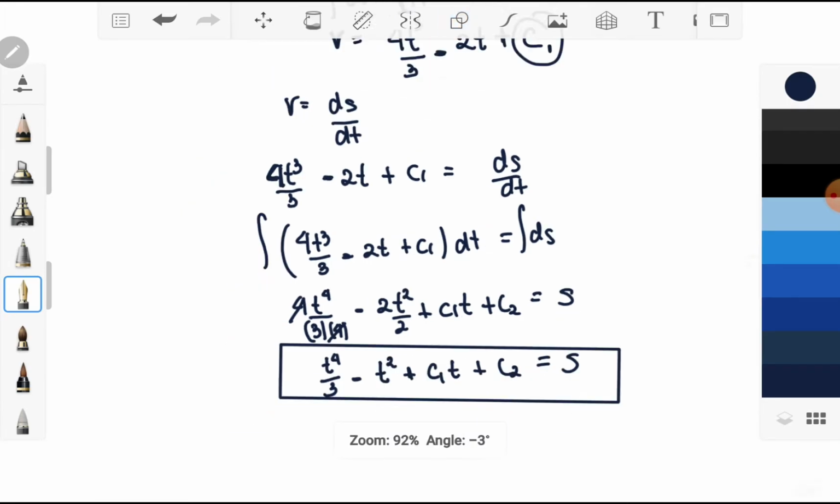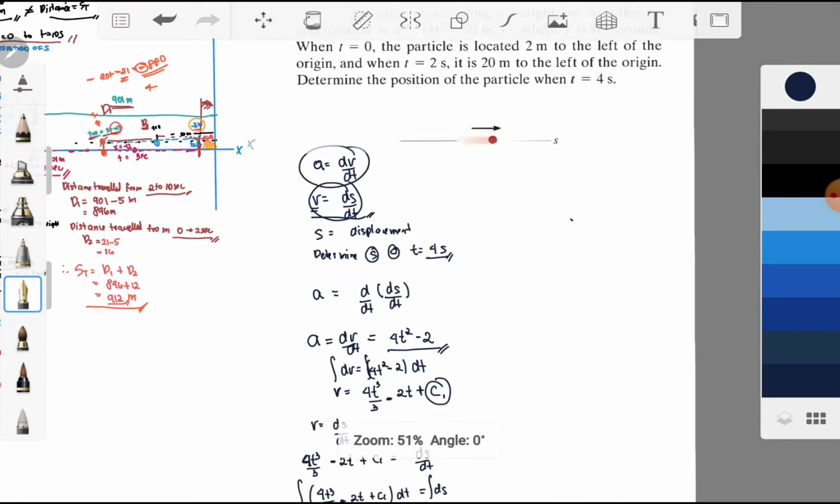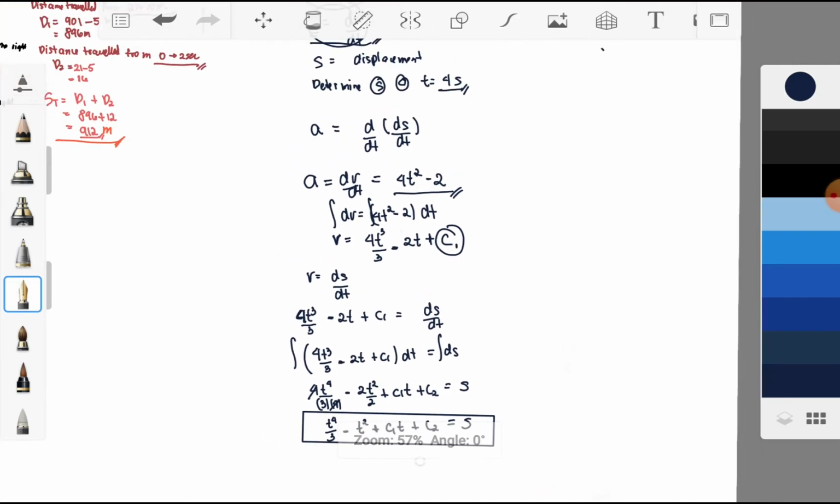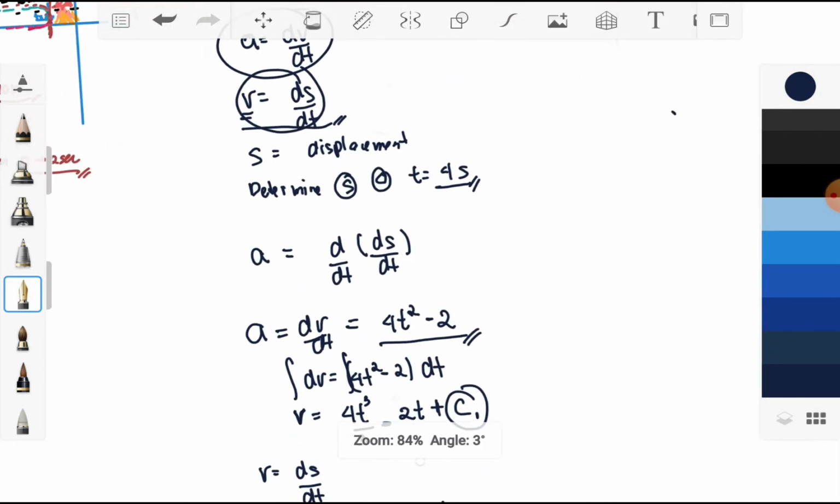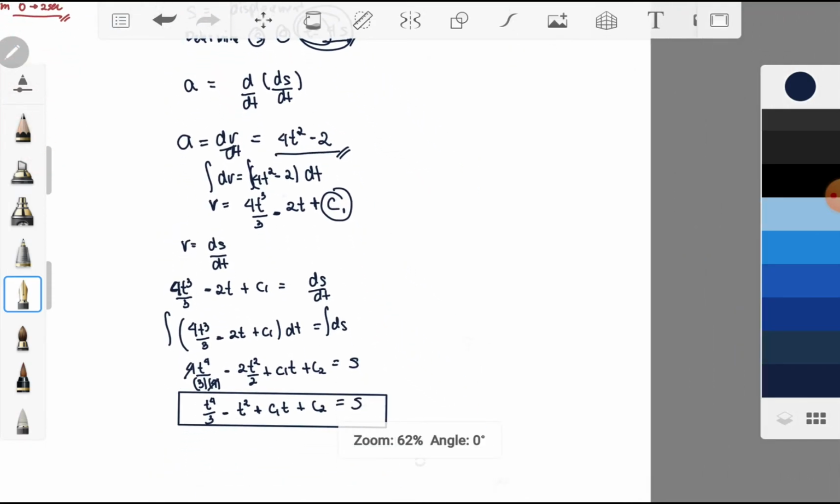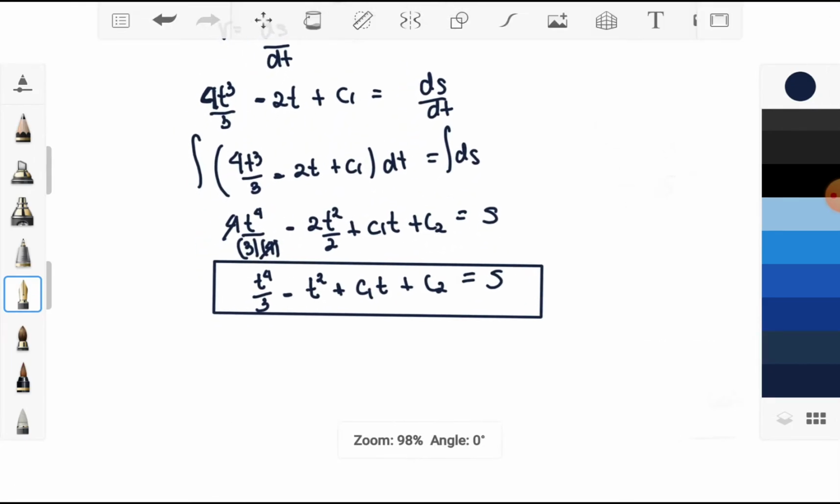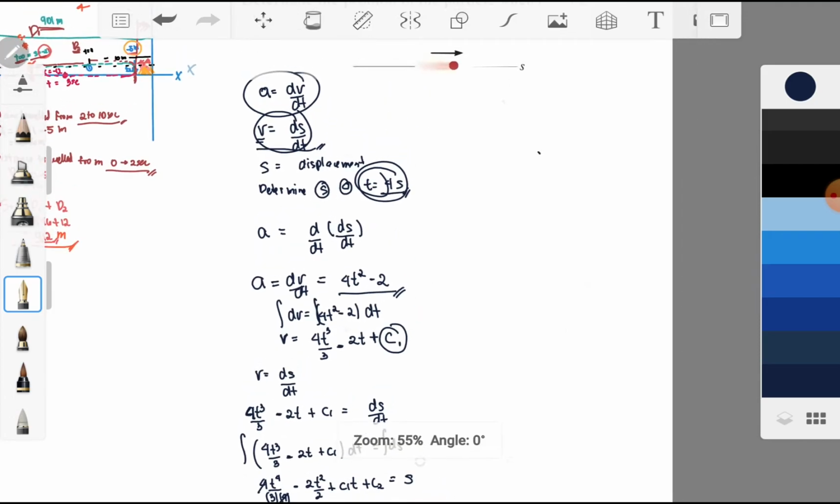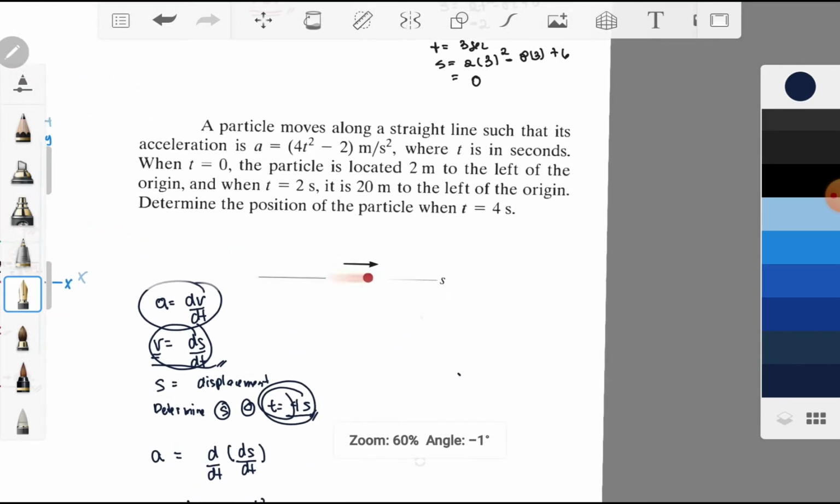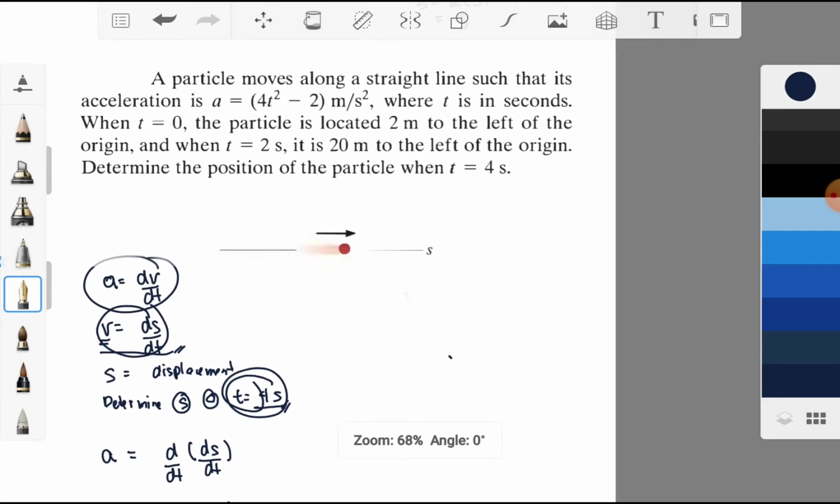But have we answered the question in our problem? Particularly no, because the problem wants us to determine its position at t equal to 4 seconds. So let us consider resolving the displacement s into an equation wherein we can find the value of c1 and c2. So we are finding c1 and c2. We can solve this by using the clues given in our problem.